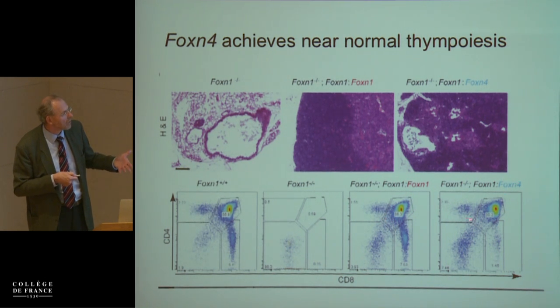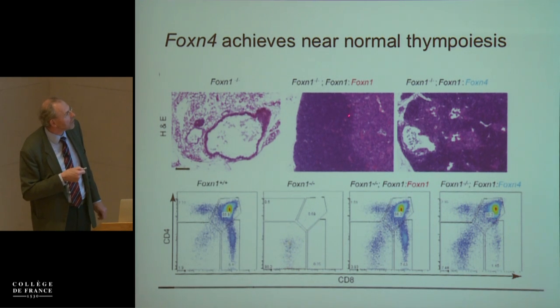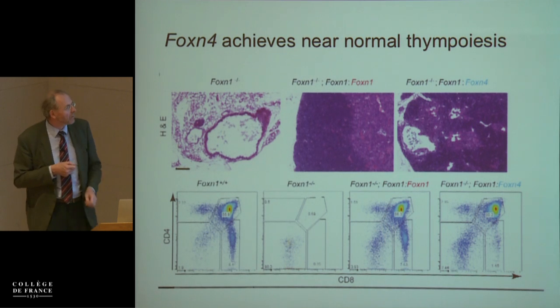Bring in FOXN4, looks not bad. This is the thymic histology, medulla cortex. This is not quite right. The experts will easily see this. There are some degenerated parts, cystic structures. That is, of course, a sign of a near normal or not properly developed thymus.